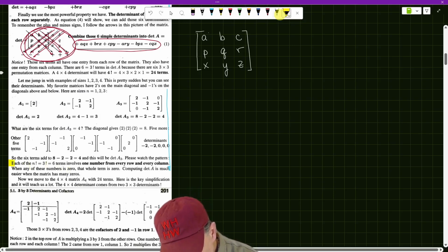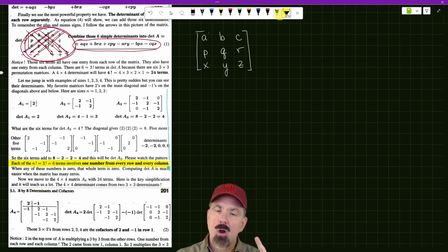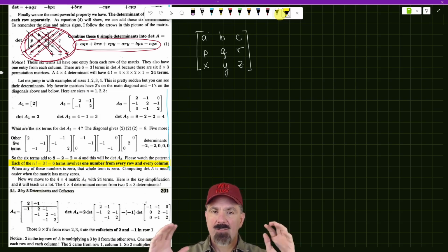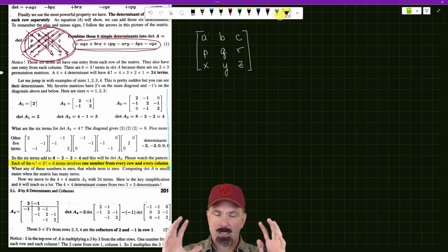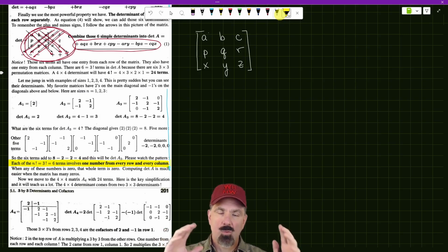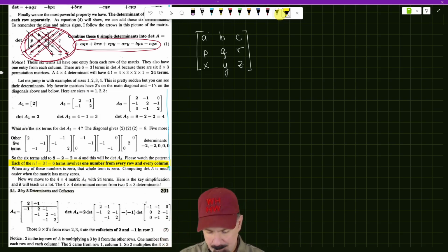Each one of the terms involves one number from every row and every column. This is a hallmark of determinants. This is an important piece of the understanding. Every one of these products takes a number from a row and column that are all separate from one another. So from each row and column we get one number only. And that we'll see in a moment when we look at the 4x4 example.